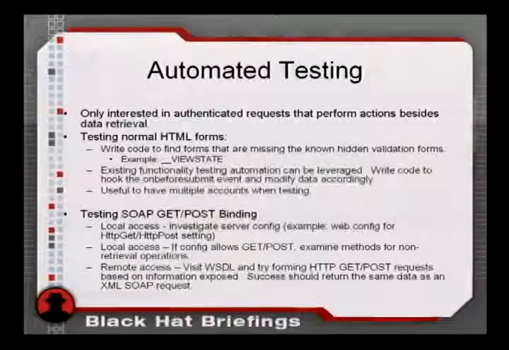For the SOAP cases for GET and POST binding, you can do a couple of things. Of course, you want to check the web.config or the similar configuration files to verify that you're not allowing this. If you have local access to the machine, you then want to find out what all your SOAP methods are and then try to form those GET and POST requests to see if they actually work. If you are a remote attacker, you can request the WSDL file and then form the GET and POST request based on the information provided in the WSDL.